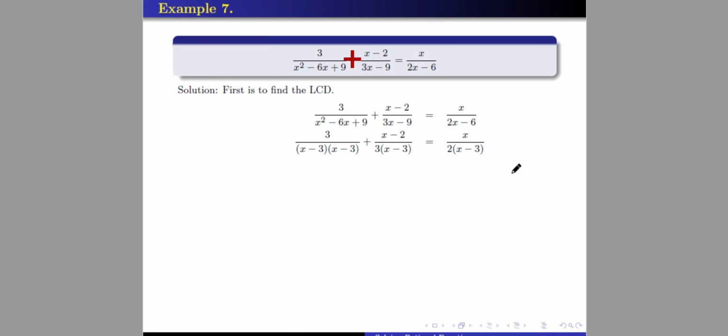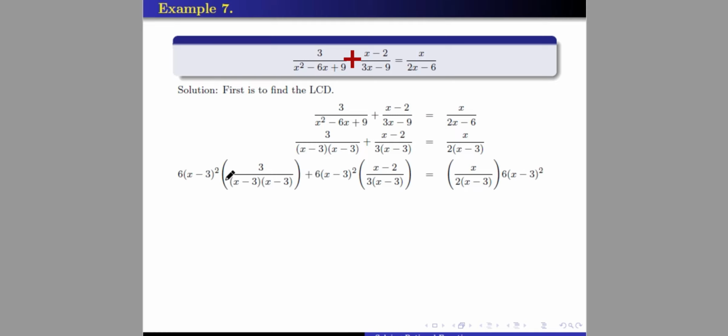Okay, so these are the factors. So we have this on the next line. Take note, we can cancel these 2 copies of x squared minus 3. So we're left with 6 times 3.